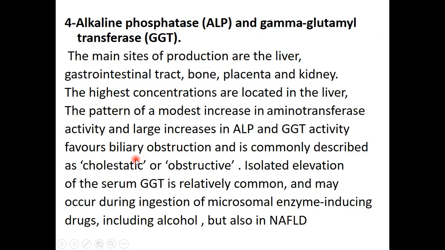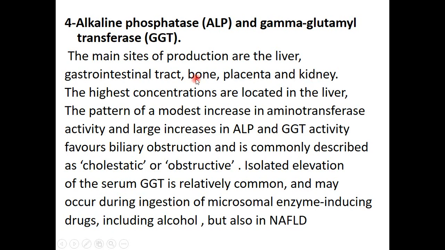Another important test is alkaline phosphatase and gamma GT, gamma glutamyl transferase. The main site of production of alkaline phosphatase is actually the liver, but we have other sources for alkaline phosphatase. It comes from the GIT, the gastrointestinal tract, from the bone, from the placenta, and from the kidneys.